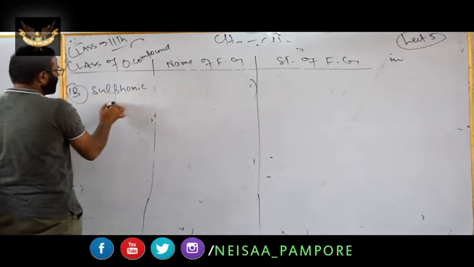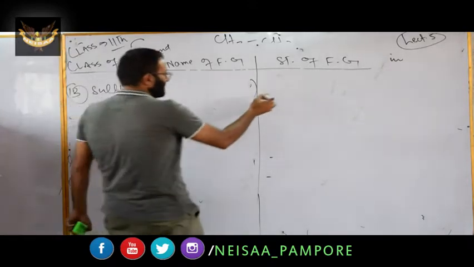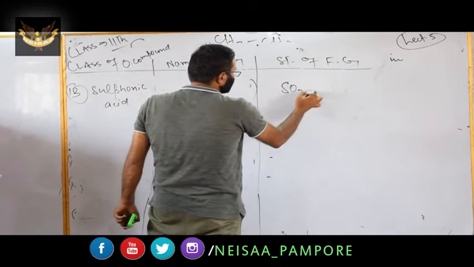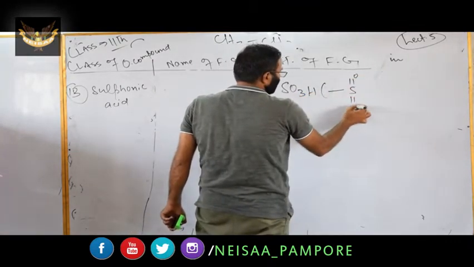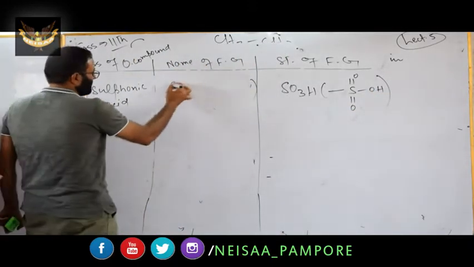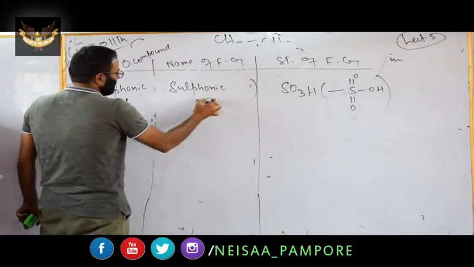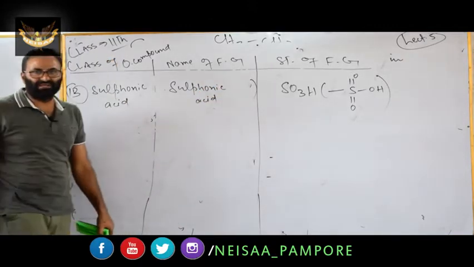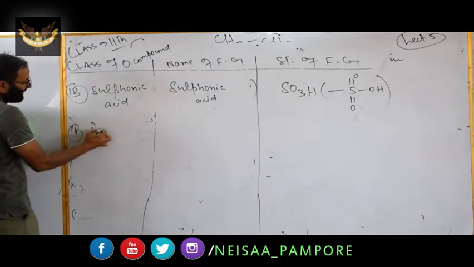Sulfonic acid. It is also another class of organic compounds. Sulfonic acids. SO3H. You can also represent its structure as S double bond OH. This is sulfonic acid. Its group is named as sulfonic acid. Remember this point. Now we have the 14th, primary amines.